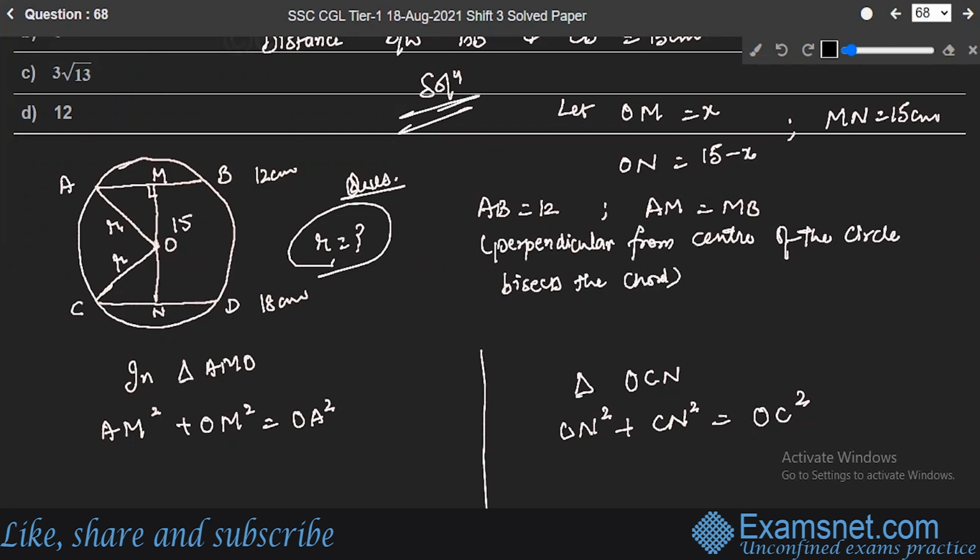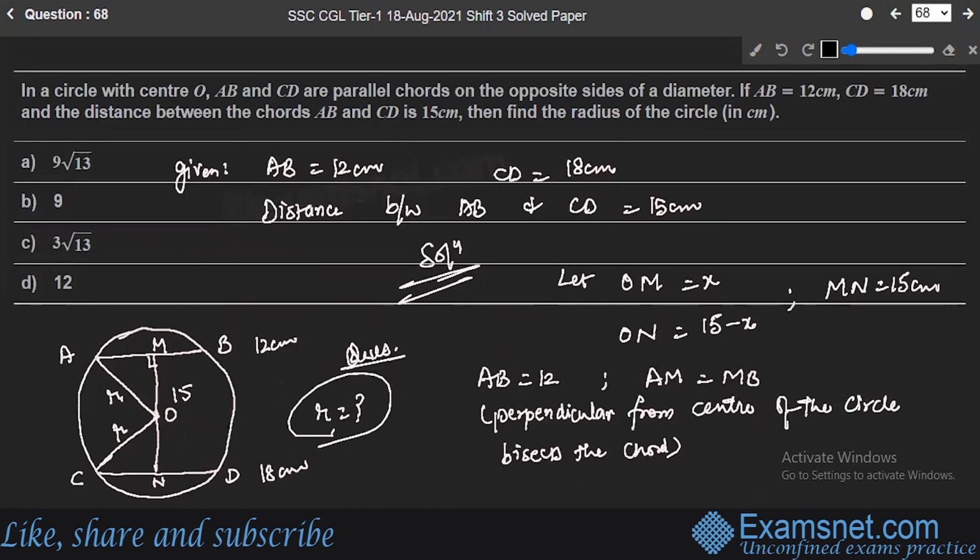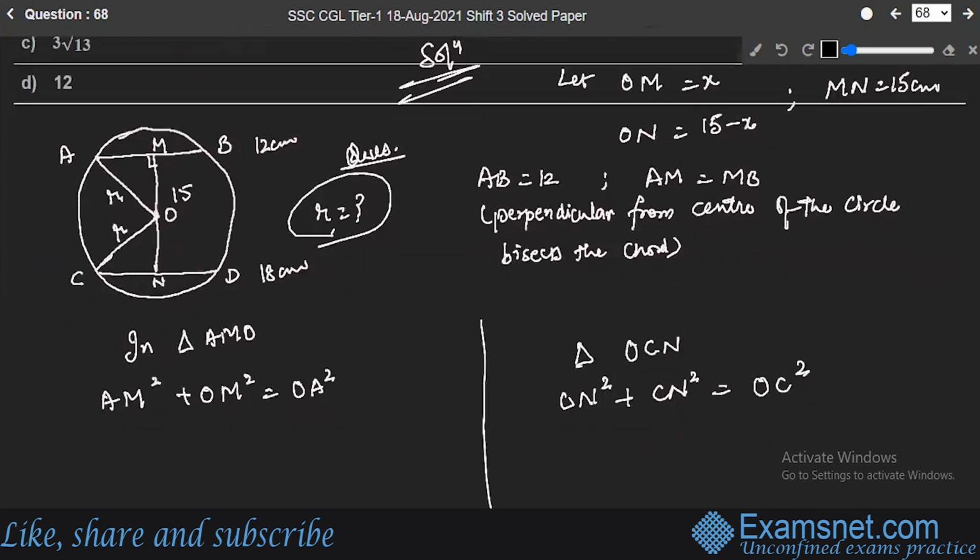Now, why is this perpendicular? Because you already told that the distance between AB and CD is 15. That means OM is perpendicular on AB. And if OM is perpendicular on AB, that means it's dividing AB into equal parts. Similarly, CN is also equal to ND. Okay, so that means AM is half of AB.